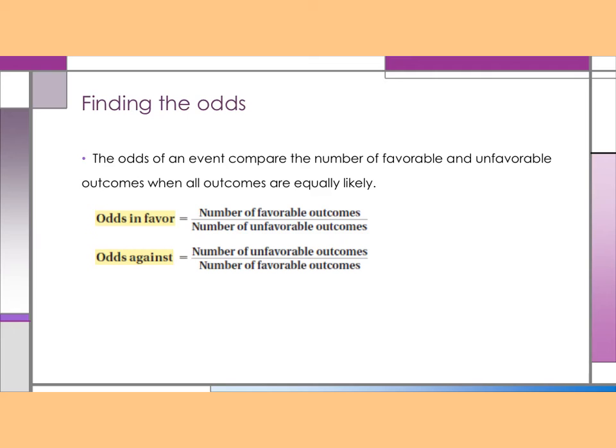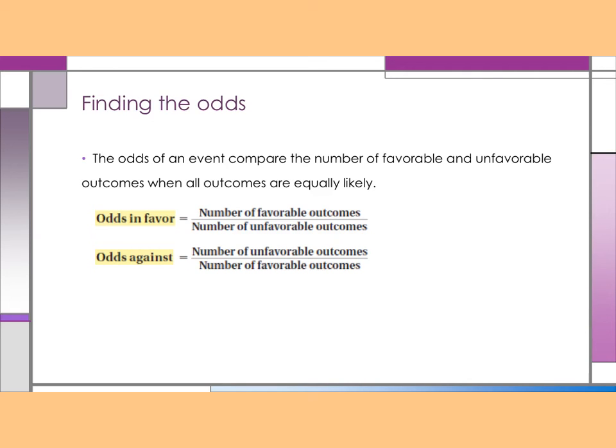So odds and probability are different. Probability is always what you want over the total amount. So probability is always over the total. Whereas odds, the top and the bottom add up to the total. So for the odds, you don't count what you put in the top for the bottom. It's what you want over what you don't want. That's odds.